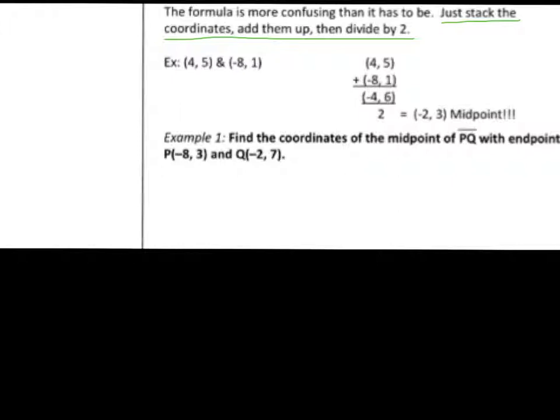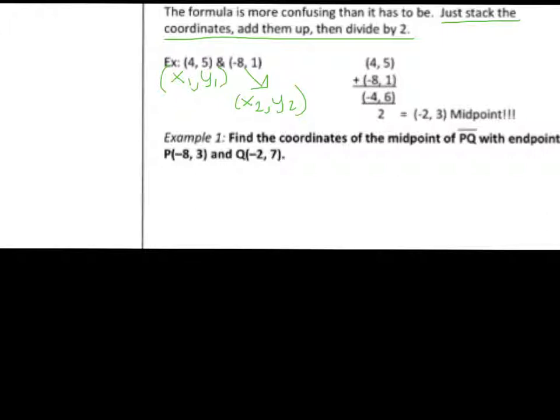So here's an example. If you think about this first coordinate as (x1, y1), and you think of this second coordinate as (x2, y2), you can just line them up like an addition problem, and then you add your x values. If you look right here, 4 plus negative 8 gives you negative 4. And then you add your y-coordinates, so 5 plus 1 is 6, and then divide by 2, because you're finding the average. So negative 4 divided by 2 is negative 2, and 6 divided by 2 is 3. And that would be the midpoint between those 2 points.